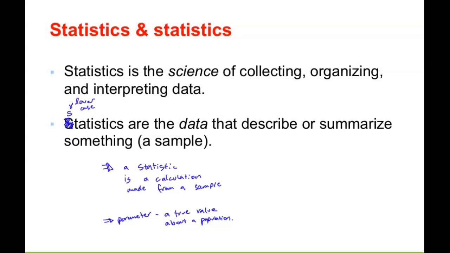But a lot of times we can't actually calculate the parameter because the population's too large, or your colleague has a restraining order against you, or whatever it is, right? And so the best thing we can do is take a sample, make the calculation on that sample, and use that statistic to be our best guess about the parameter. Does that make sense? All right.